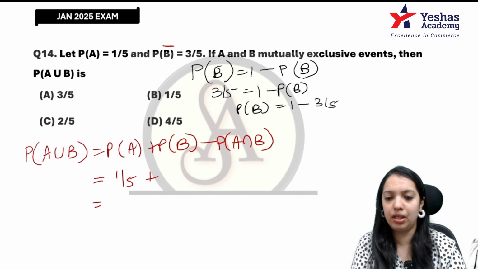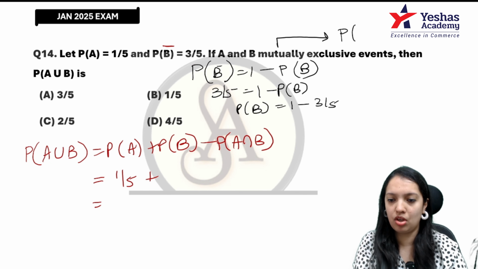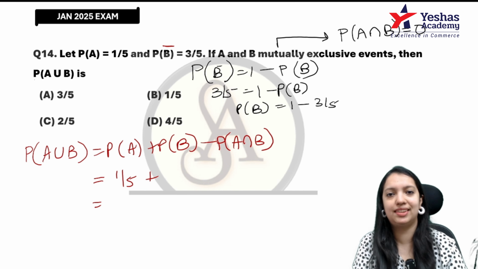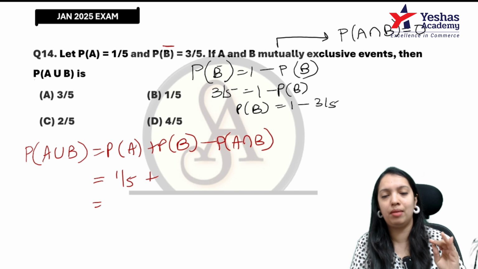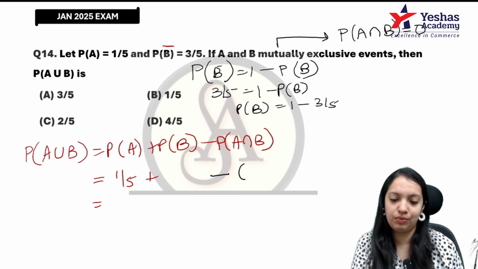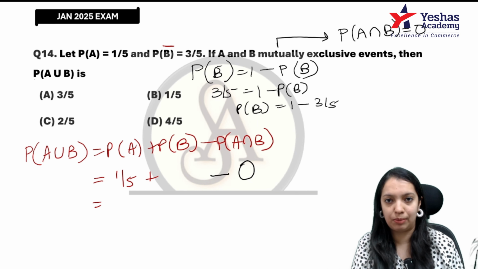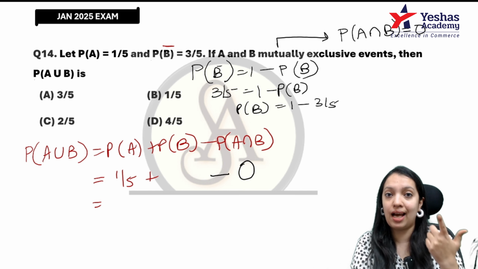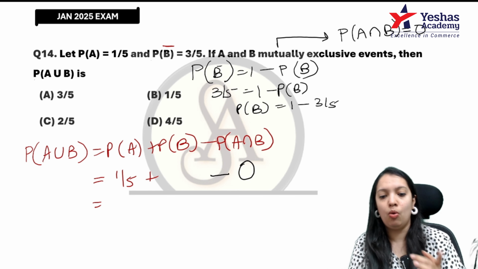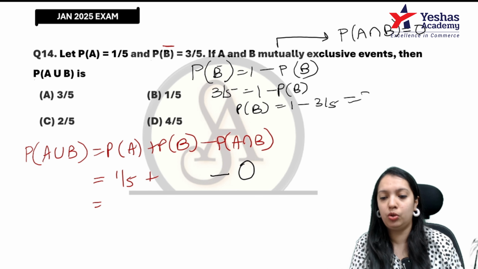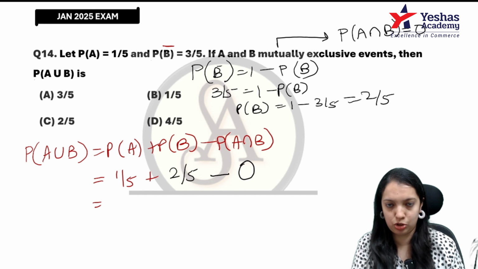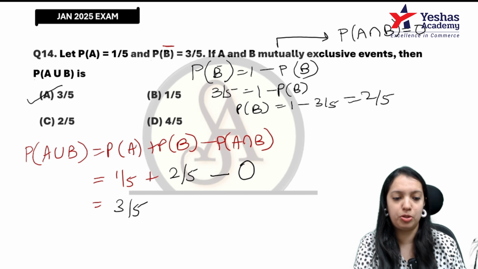They have mentioned A and B are mutually exclusive, which means P of A intersection B value is equal to 0. A union B is dash. Probability of A union B is given as P of A plus P of B minus P of A intersection B. Now this value is 0. P of A value is 1 by 5. What is P of B? This we don't know. We know P of B dash. B dash is 1 minus probability of B. 1 minus 3 by 5, 2 by 5 is probability of B. So your answer becomes 1 by 5 plus 2 by 5, 3 by 5, option A.